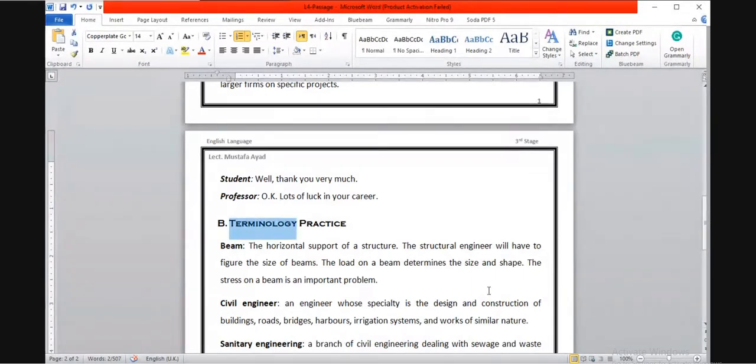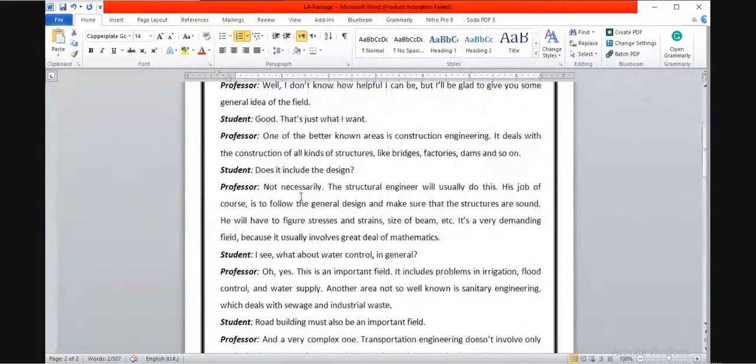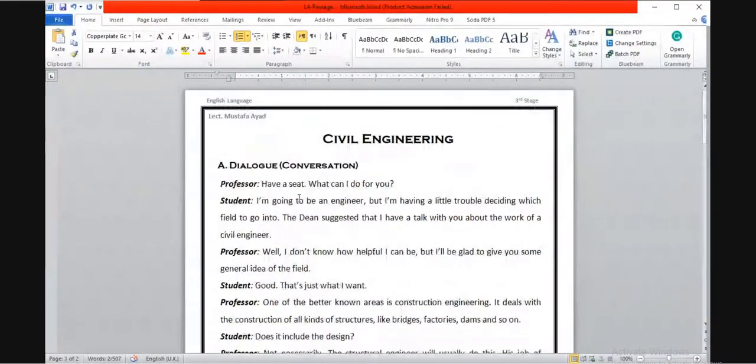Okay, so we are going to study the terminology of this conversation or dialogue. We will study the terms, meanings, and definitions for this dialogue. So, let's start reading. We have the professor start the conversation saying, have a seat.